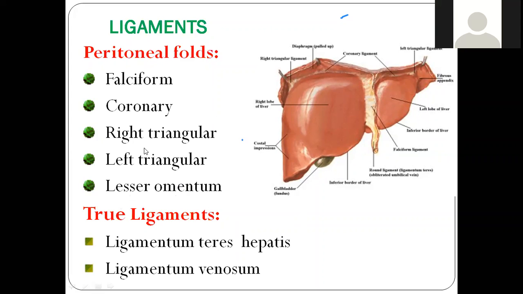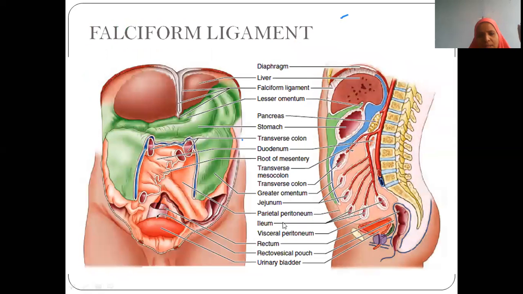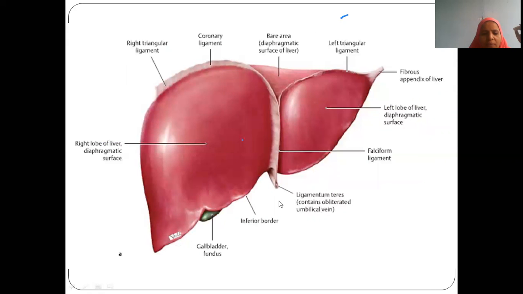Okay, these are all peritoneal folds, and the true ligaments are actually thickenings we have, which we find at the ligamentum teres, which is actually the continuation part of the falciform ligament. Apart from that, I have shown you ligamentum venosum also, isn't it? On the posterior aspect, close to the visceral surface.